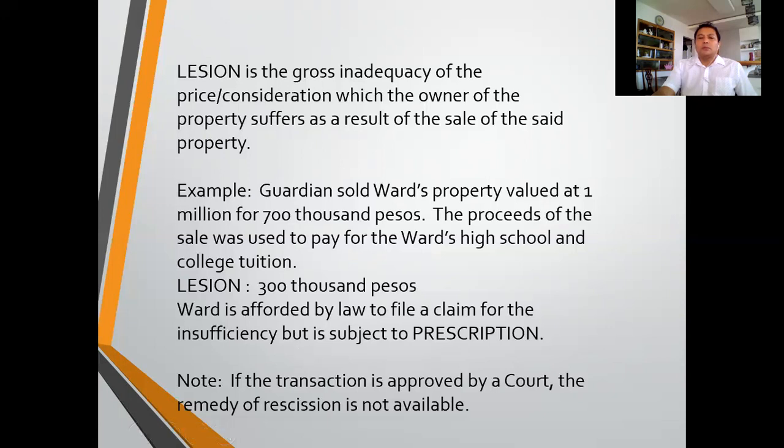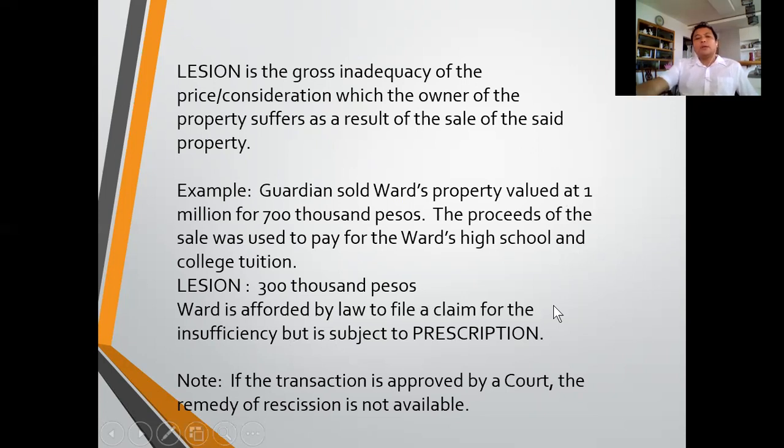The law affords the ward to file a claim against the buyer. So, Mr. Buyer, you have to pay me an additional 300,000 pesos because what you paid, the 700,000 pesos, is inadequate. Why? Because the value of my property is 1 million. And if the buyer will not pay the insufficient amount, then the ward is given the remedy of rescission.